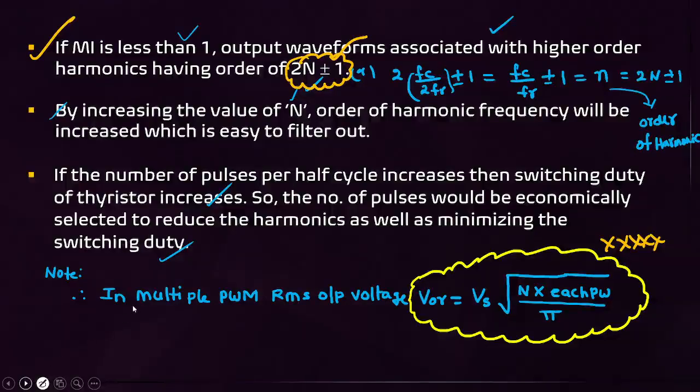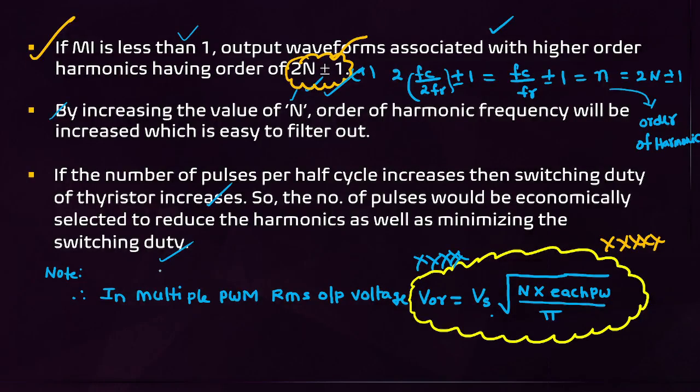These are the formulas mainly to consider. In the multiple PWM technique, what is the RMS value of the output voltage? Vs into square root of n into each pulse width by pi. The output consists of which order of harmonics? 2n plus or minus 1 by 2.